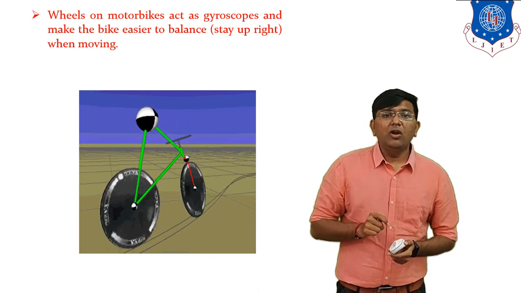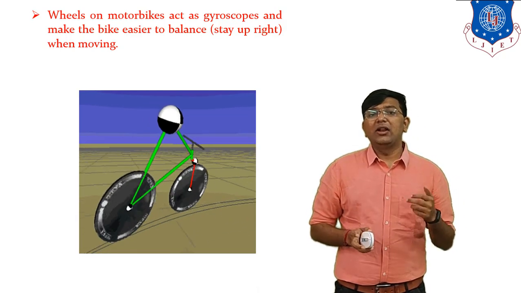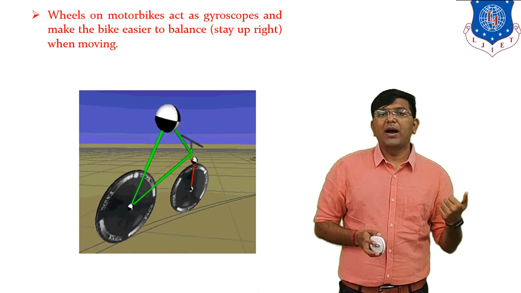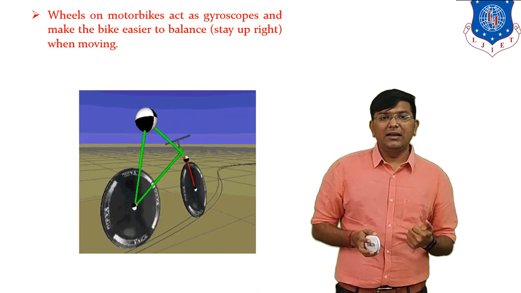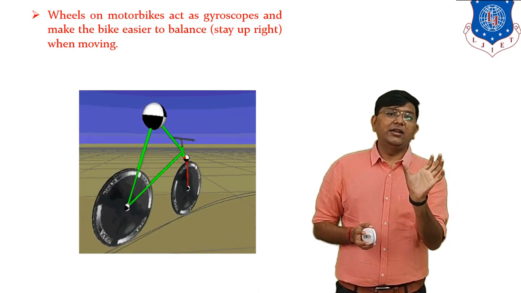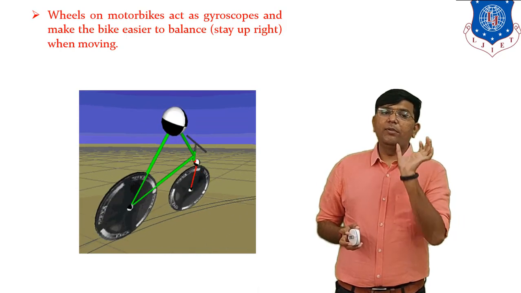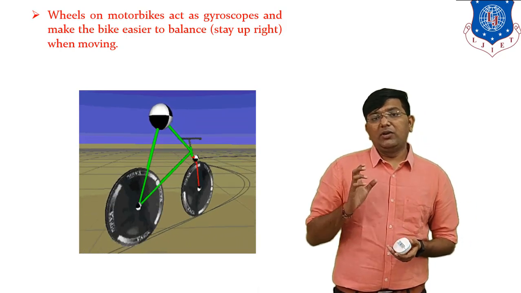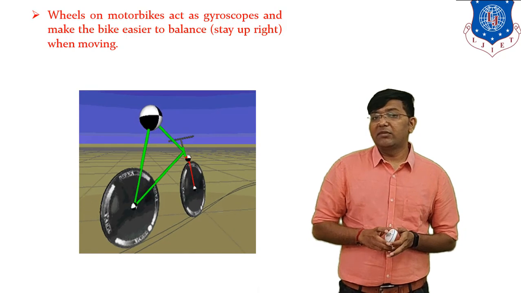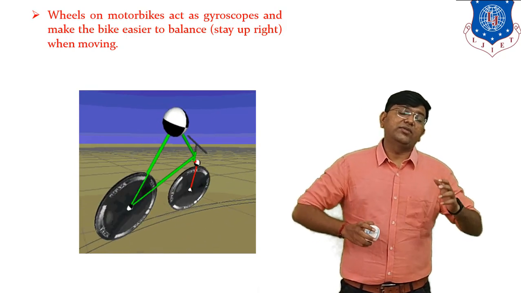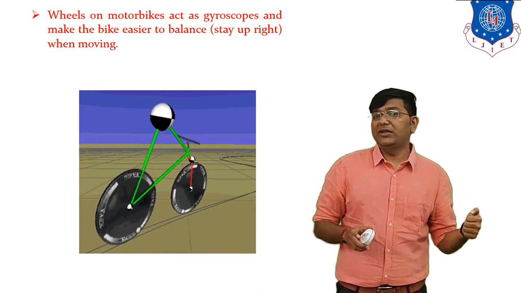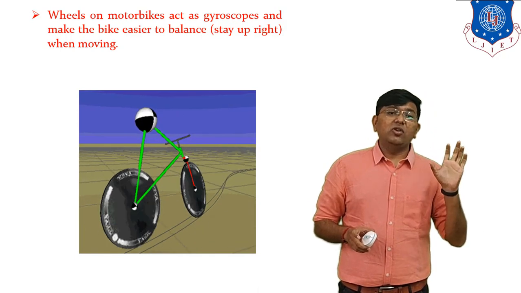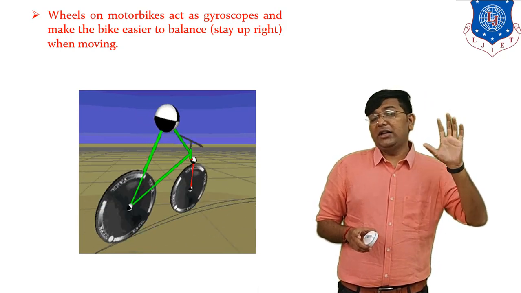Clear? So the wheel on a motorbike acts as a gyro couple and makes the bike easier to balance. Clear? And it takes its position to stay up when moving. So in today's session we discuss some basic terminology of gyroscope and some basic applications of gyroscope. So gyroscope is one of the interesting devices.